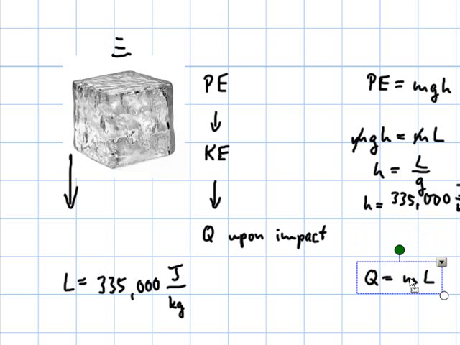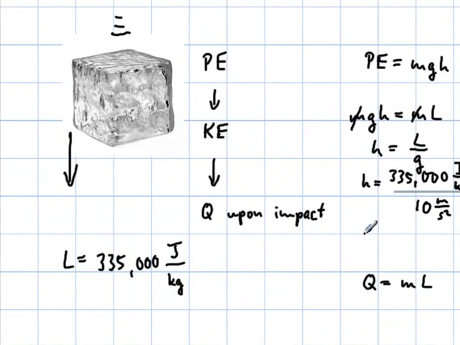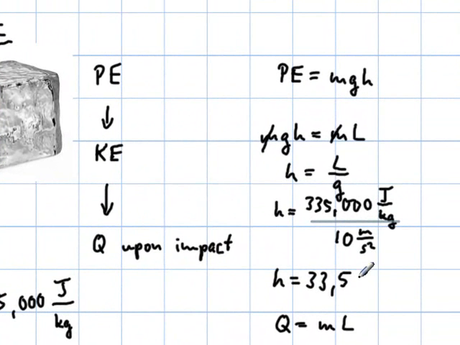Going to move this out of the way. So divide by, I guess I'll use a nicer looking fraction bar, divide by 10 meters per second squared. And I still need to move this out of the way. So the height comes out to 33,500. Yeah, some kind of unit here.